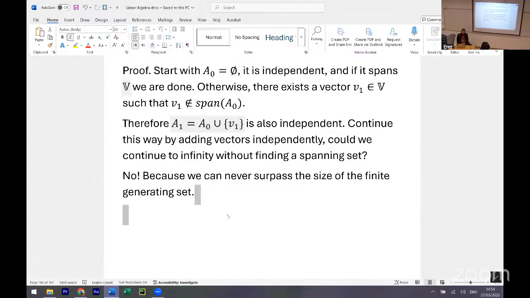If it wasn't finitely generated, then yeah, you can continue. With polynomials, you can add 1, then x squared, then x cubed, and so forth. And every new power will be independent of the previous powers, because it's an infinite dimensional space. But when it's finitely generated, you can never surpass the size of the spanning set. Okay, because of the theorems that we proved.